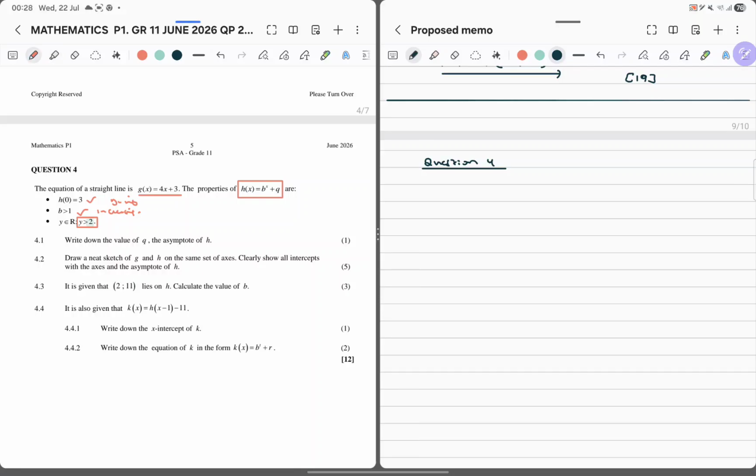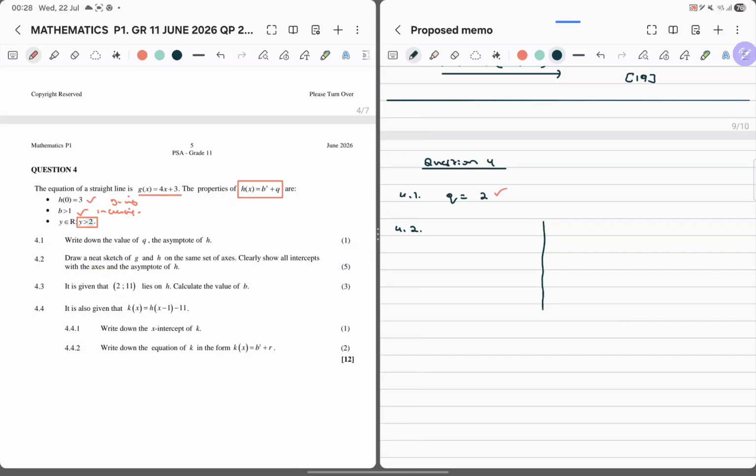So we know what to think here. It says write down the value of q. So we already know, folks. For 4.1, q is what is the restriction there. So q must be 2, if everything must be greater than 2. Happy? You don't have a choice but to be happy, right? So 4.2 says draw a neat sketch of g and h on the same set of axes. Clearly show all the intercepts with the axes and the asymptotes.